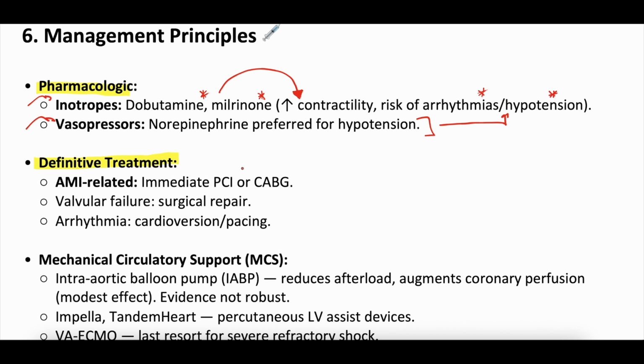Definitive treatment, as we talked about, is going to be etiology specific. So for acute myocardial infarction, immediate PCI or CABG. This is critical. These patients need to get revascularized. They need to have return of flow to that myocardium. Valvular failure, right? They need to fix the valve. Arrhythmias, you need to fix the arrhythmia. So all this is somewhat straightforward in terms of addressing the underlying lesion or nidus or illness.